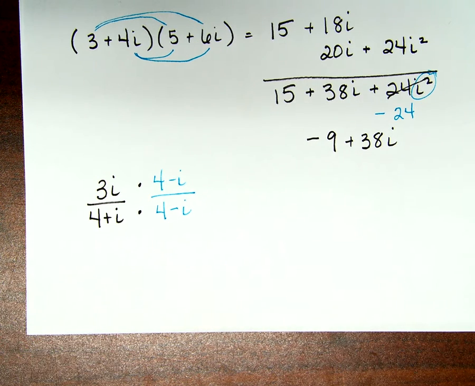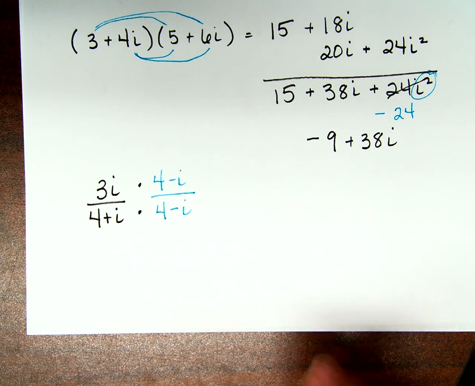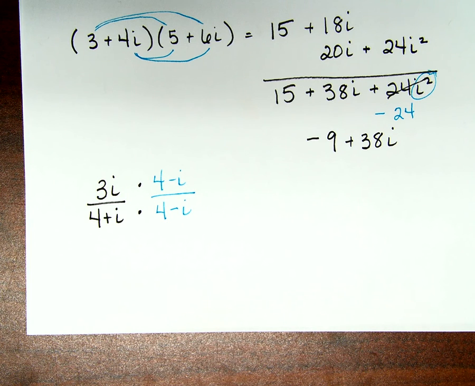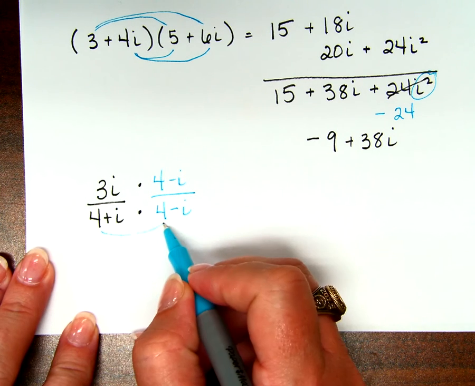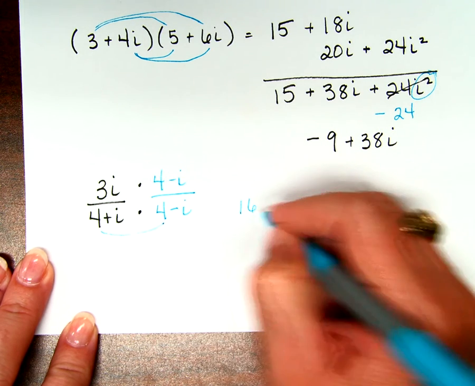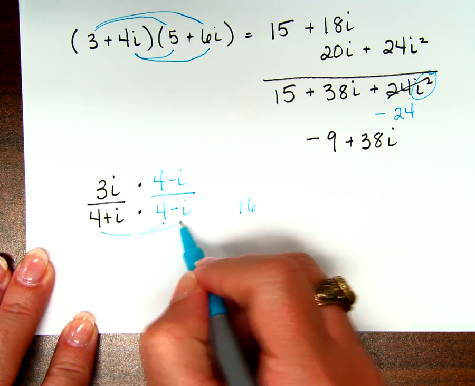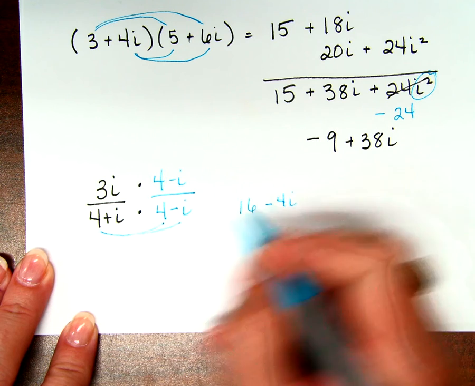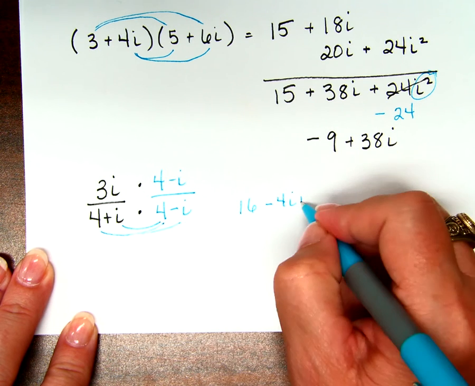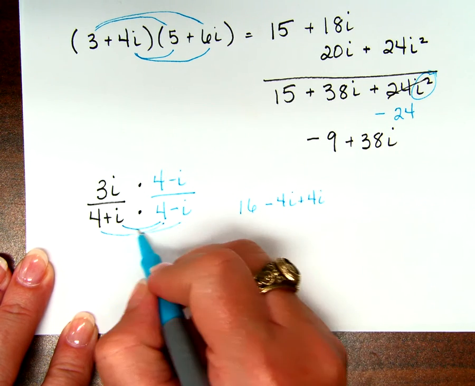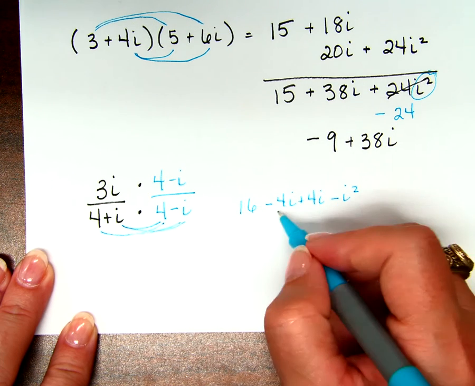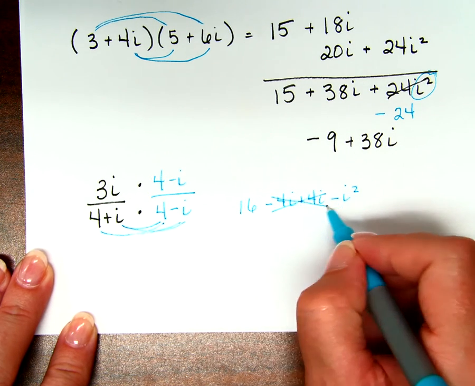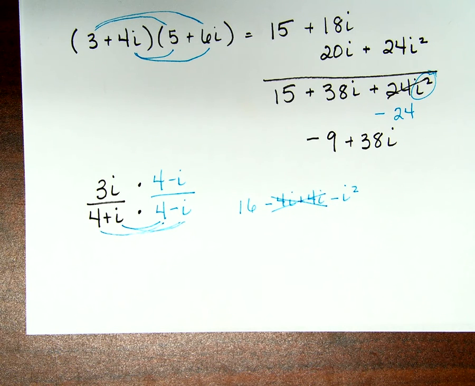Okay? The reason I do that is because that's going to help me get the i out of the denominator. Because I know the rules of distributing. And the rules of distributing say I'm going to go this way first and get 16. I'm going to go this way second and get negative 4i. This way and get positive 4i. And this way and get minus i squared. I know that this is going to go to 0. I purposely choose the complex conjugate for this reason.